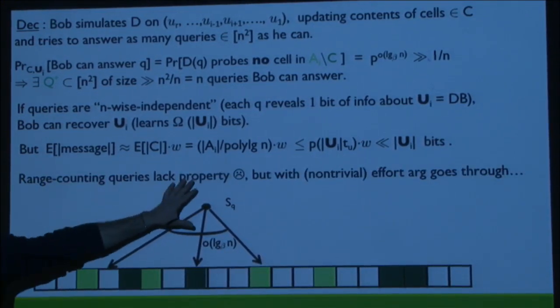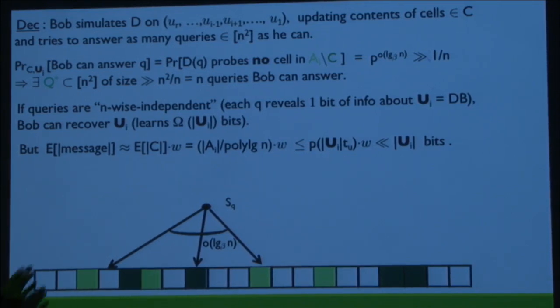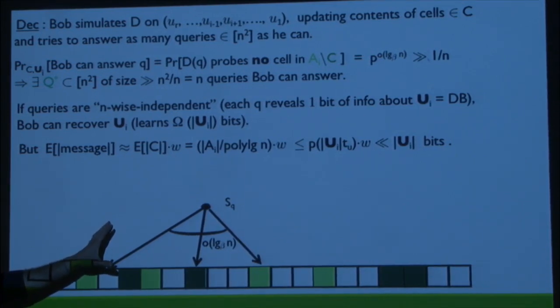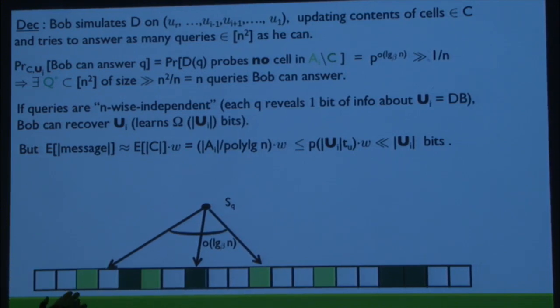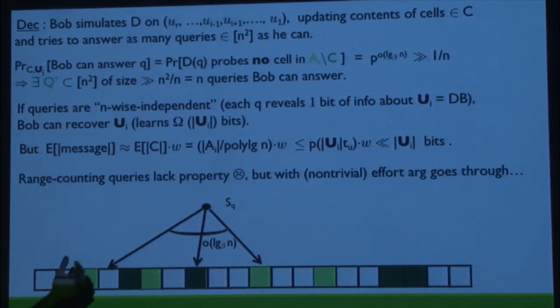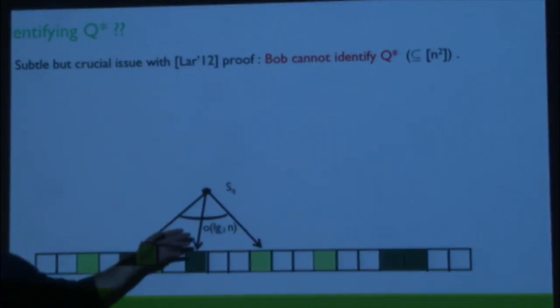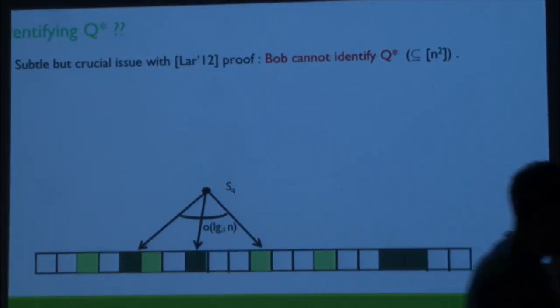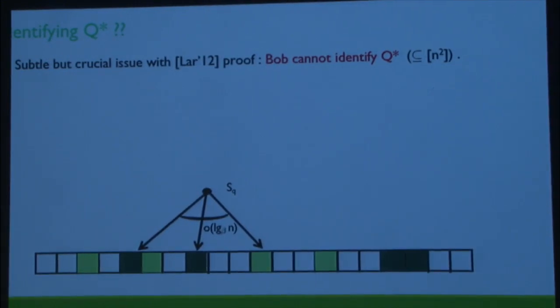Okay, so we said range counting lacks this property, but otherwise the proof is done. There's one problem though. Where did I use the large weights? I never actually used them. This argument might as well work for the boolean problem, right? So the point is that it's true that there's going to be a large set of queries that Bob can answer.